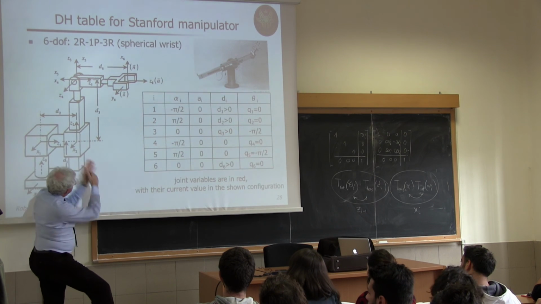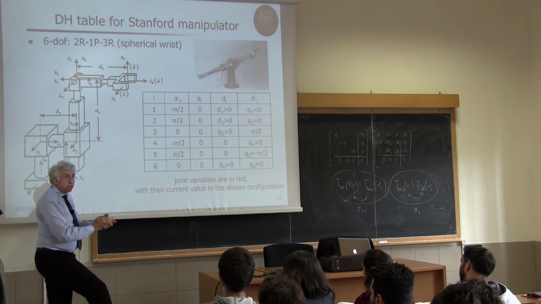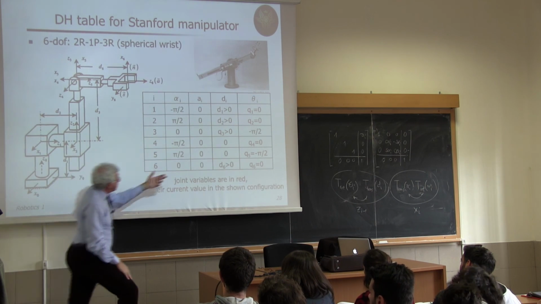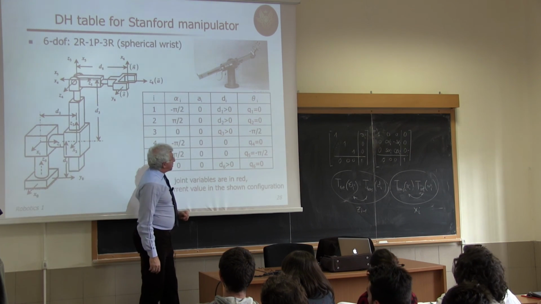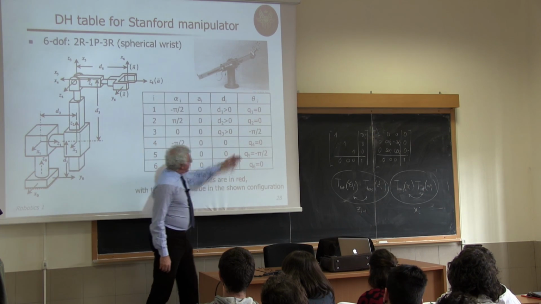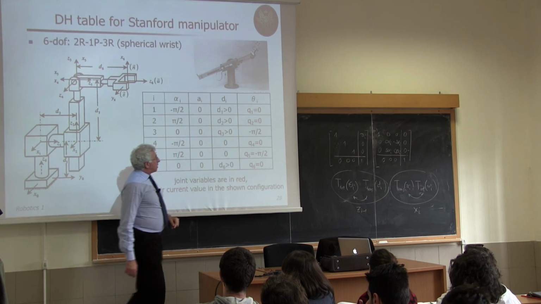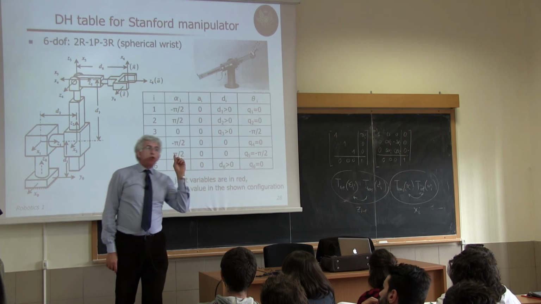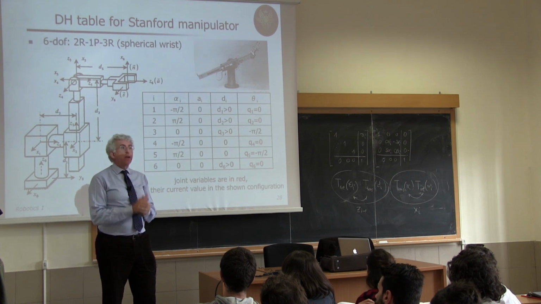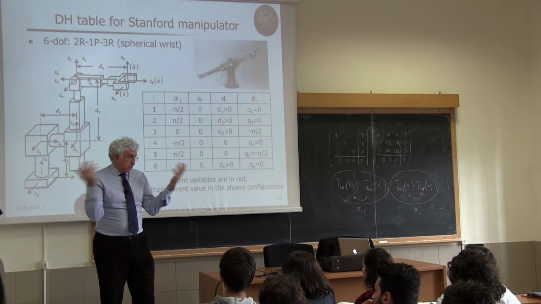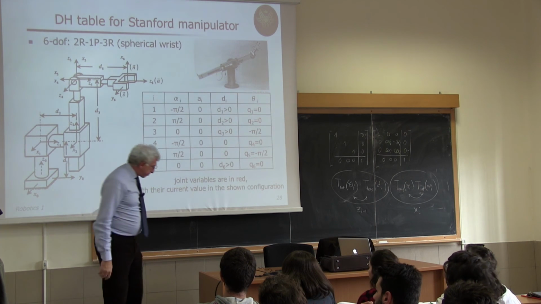An angle, I can guess the angle, 0 or pi over 2, but this distance is a variable, and I can say that in this configuration it is a positive number, and so on. Here I have put values for this particular shown configuration of the robot. Otherwise, these are variables. Okay?